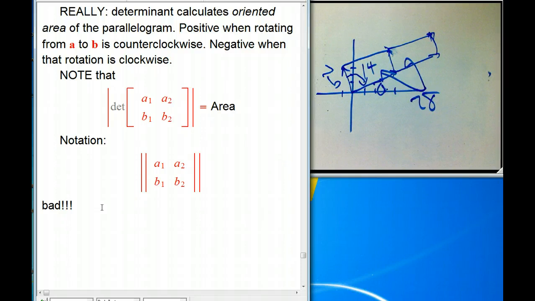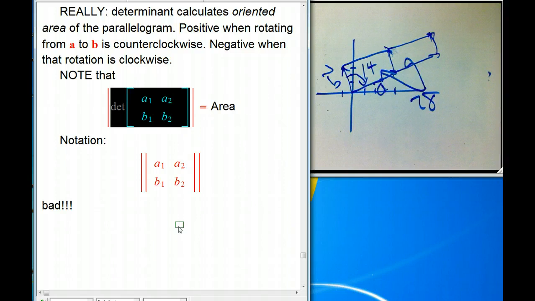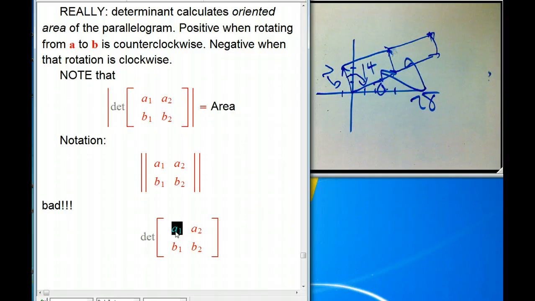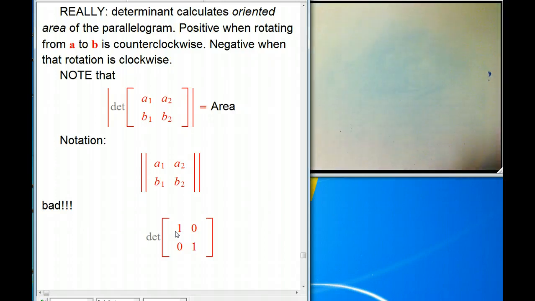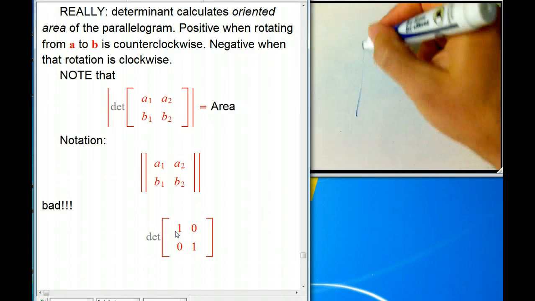Okay, so let's just do a few more quick examples. The determinant, the absolute most basic example. I did one random example for you, but one absolute basic example you'd better have is if you have 1, 0, and 0, 1 as your vectors. What does that correspond to in the picture? Those are i and j.